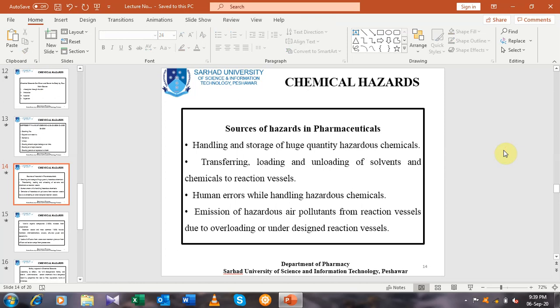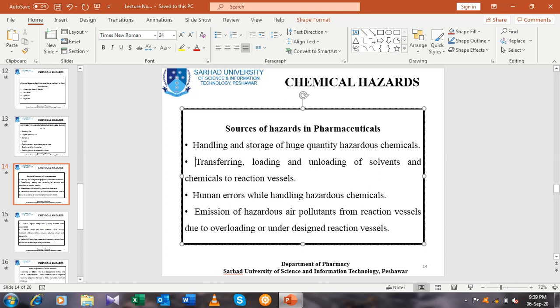Sources of hazard in pharmaceuticals. Now we will discuss the sources of chemical hazard in the pharmaceutical industry. The first one is handling and storage of huge quantities of hazardous chemicals, where the person handling or storing a huge quantity of hazardous chemicals may be close to the chemicals. The second one is transferring, loading and unloading of solvents and chemicals to reaction vessels.